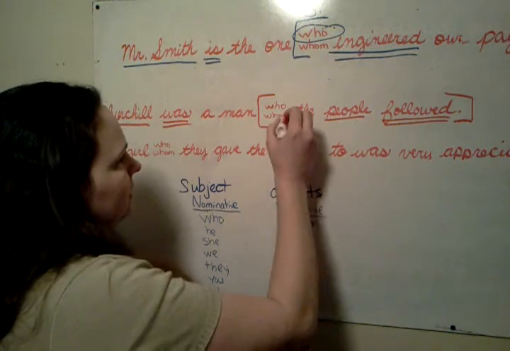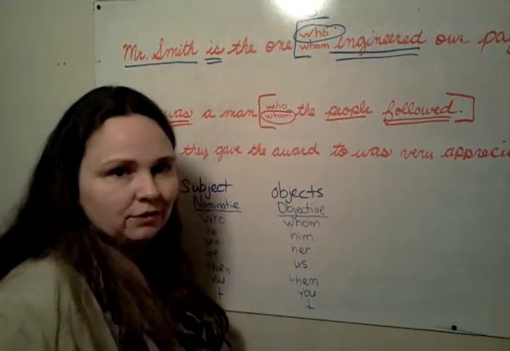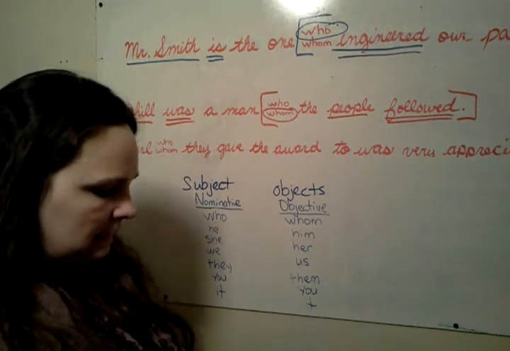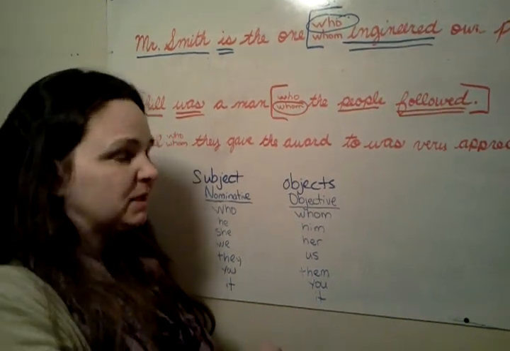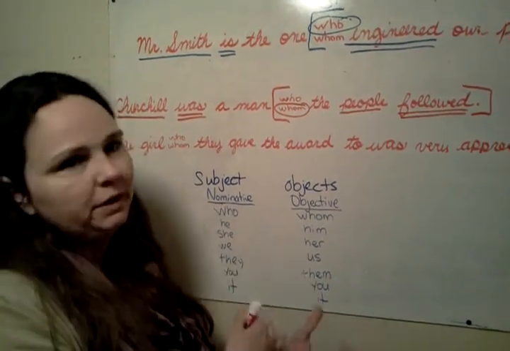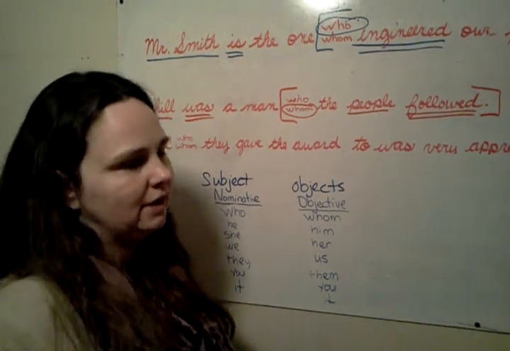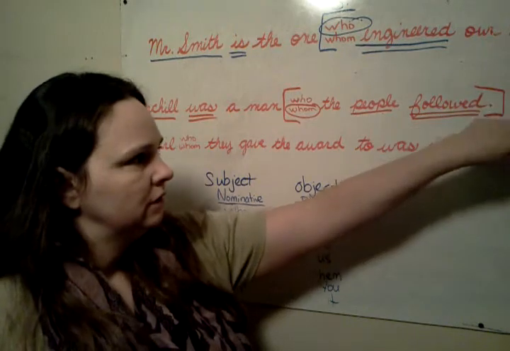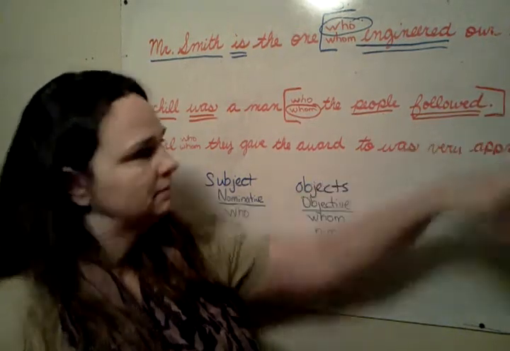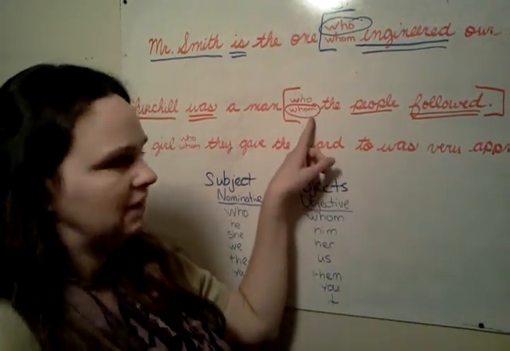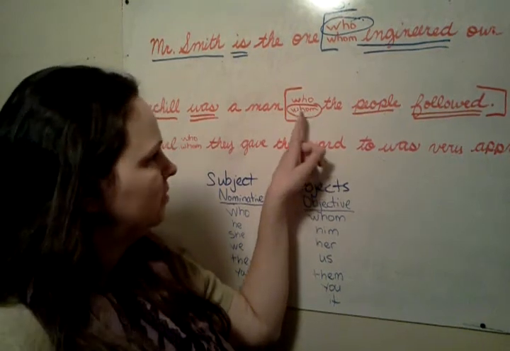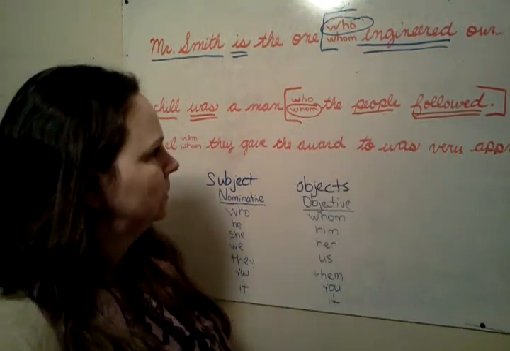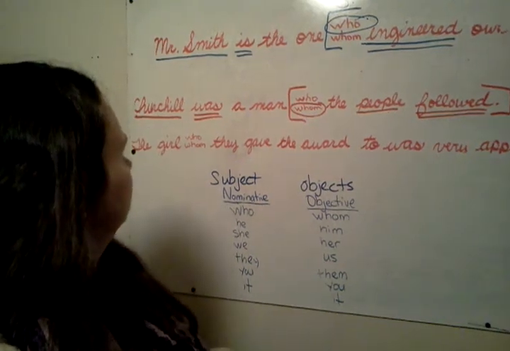So you could just right there circle whom, but I'm going to take it a step further and tell you just exactly what job it is doing in this sentence. And in sentences like this, a lot of times with clauses, we're going to have to rearrange the order of the words to figure it out. People followed whom or what? This is the answer to that question. That makes this a direct object. People followed who? Whom?